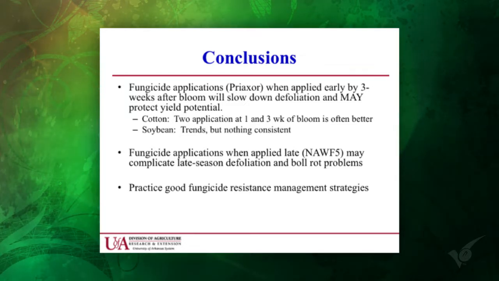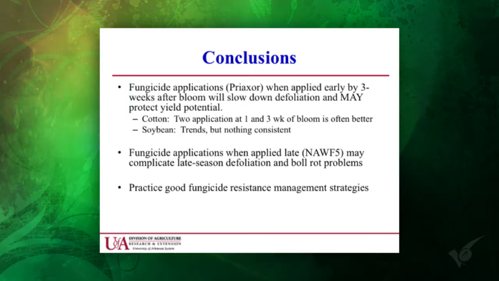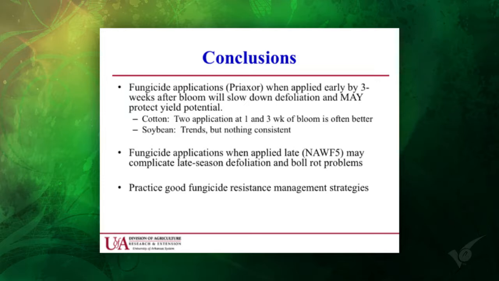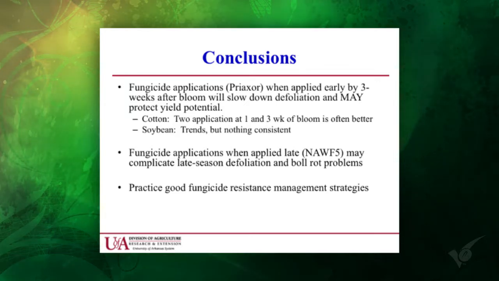Fungicide applications, when applied late, past white flower 5, may complicate some of the late-season defoliation. We saw that in Arkansas a couple of years ago, where they were applying fungicides late and they had trouble getting the leaves to drop off. We also saw, more anecdotally, more boll rots where fungicides were used. There were more leaves retained in that lower canopy. So that's often why you see the yield differences being so close together. So that's not helping you much.